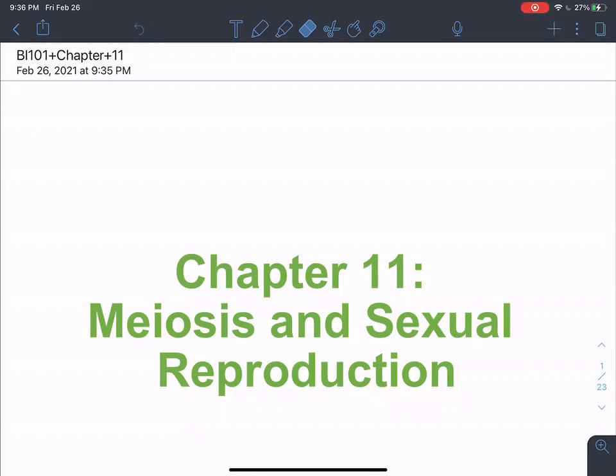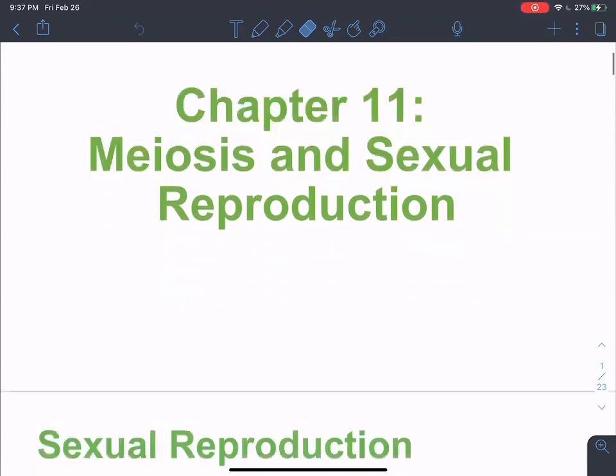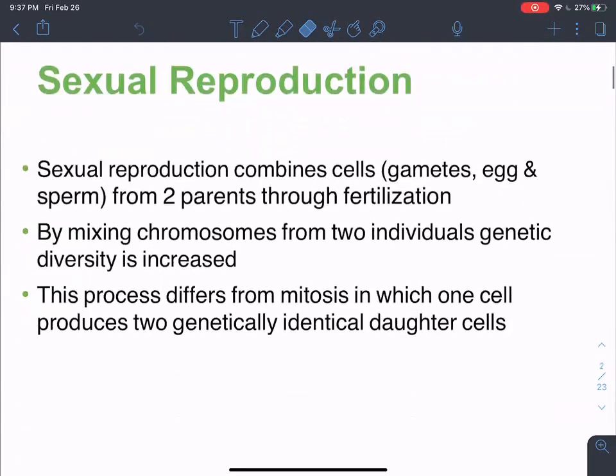All right, class. Today we're going to kick off with chapter 11 on meiosis and sexual reproduction. This is a fairly short chapter, but it is a little bit detailed. So make sure that you're making those note cards and studying all the bolded terms and concentrate on your homework quiz because that's the level of detail that I expect you to know.